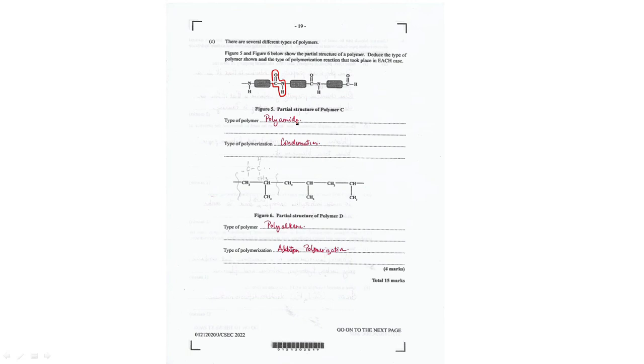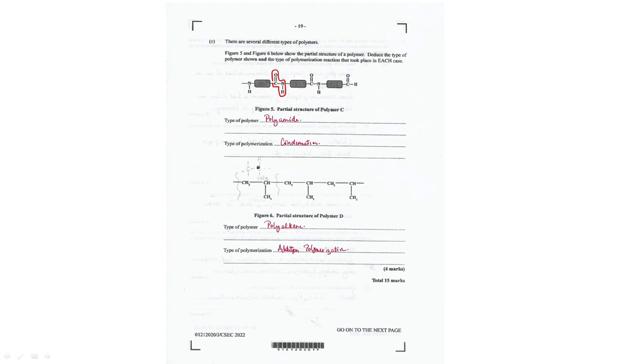Alright, so there are several different types of polymers. Figure 5 and figure 6 below show the partial structure of a polymer. Deduce the type of polymer shown and the type of polymerization reaction that took place in each case. To determine this one, you just look for this. Once you see OCNH, it's a type of polymer which is known as polyamide. And the type of polymerization is condensation. In these type of bonds, you will lose either water or maybe HCl, things like that. But water was lost here.